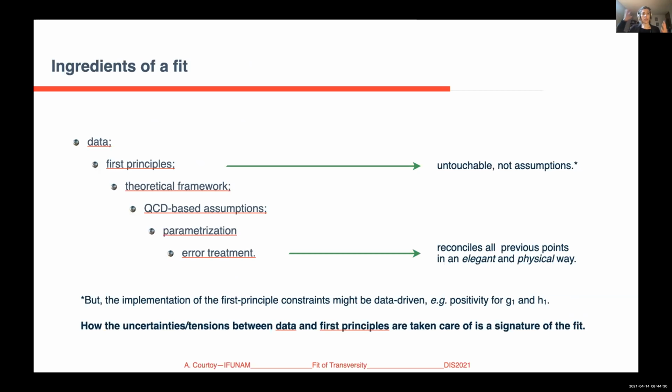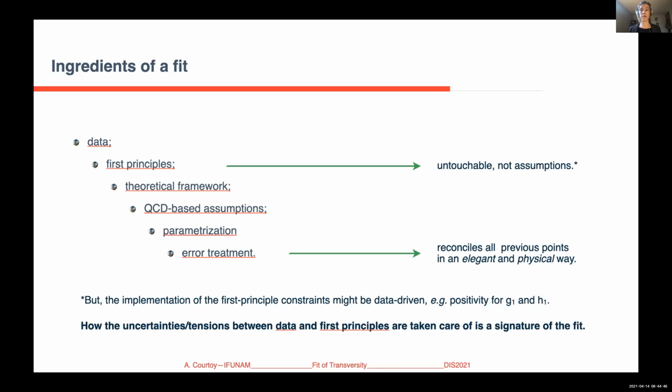So once you have the data, what do you do with the fit? So you have the data, which is already a huge thing. Then you need to take into account the first principles, and those ones, they are untouchable. Let's say here they're not assumptions. Then you can make extra assumptions.